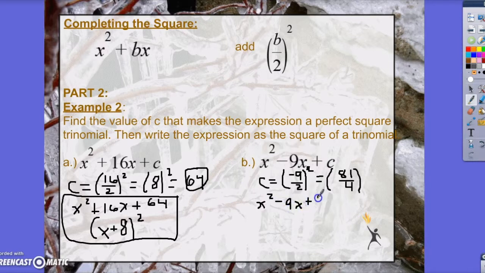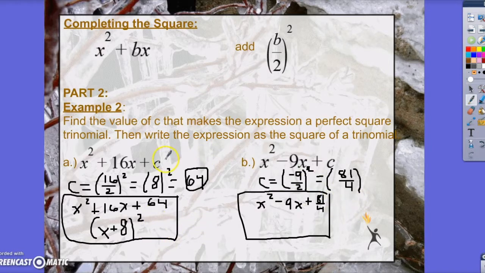So I plug in C. And now we got to factor it. Now you might be saying, well, this one's a little bit harder to figure out, the perfect square trinomial factoring.